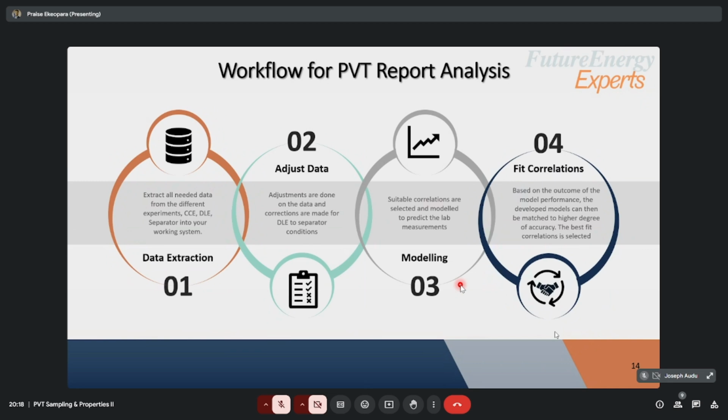Once we have done that, the next thing we do is to do modeling, do PVT black oil modeling using the various parameters, the various black oil correlations that we have talked about. And once we have done that modeling, the last stage will be to fit the correlations. Once we have fit them using any optimization method or fitting method that we deem fit, then we can now select the best correlation and use it for estimating more PVT parameters, which will now be used for modeling systems and performing other reservoir engineering calculations.